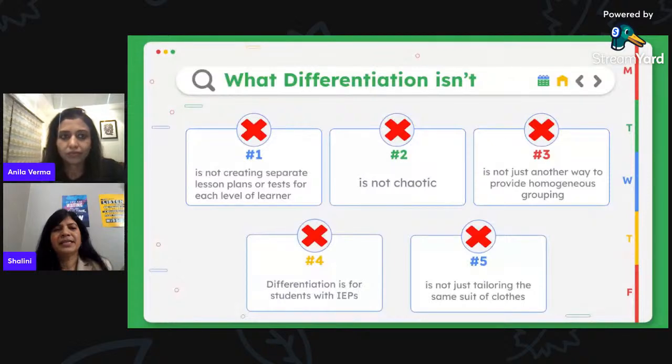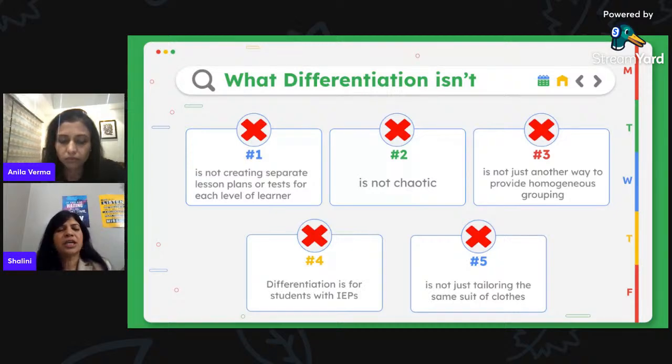Okay, so the first one says that differentiation is not creating separate lesson plans or tests for each level of learners. So it's not just about dividing the class into 3 levels. Okay, these are the weak learners, then these are the average ones, and these are the advanced ones, and I always have my activities planned like that. Because children might be at advanced level in one subject, but in another subject they have some challenges or difficulties, or something might interest them in a particular thing, and the same thing might not interest them at other times. So we have to see at different times how we match the learner with the learning.